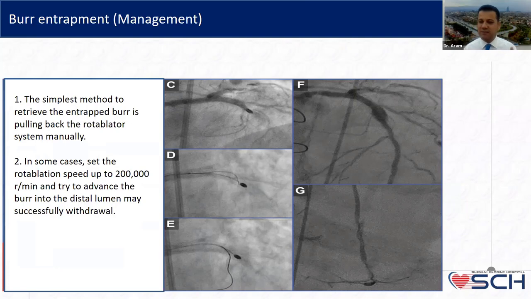In some cases, it's mentioned that you shouldn't exceed a rotation speed of 100,000 per minute. It's mentioned in some literature that you can increase the speed up to 200,000. This might give some hope that with this increase in the rotation, it might move and we can take the system out.